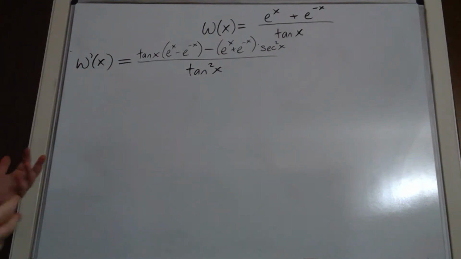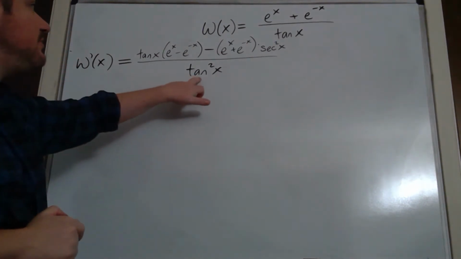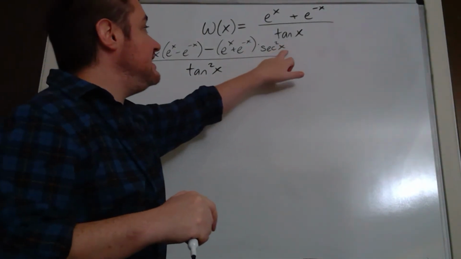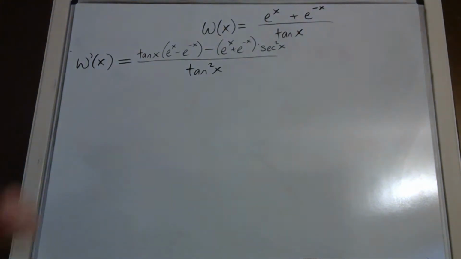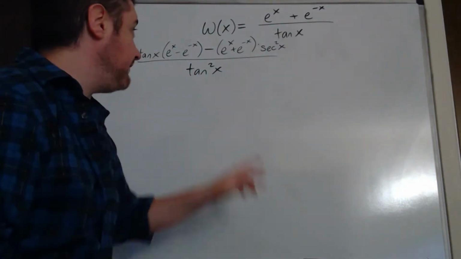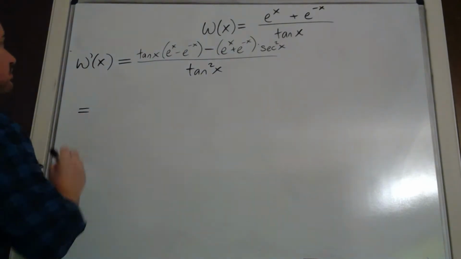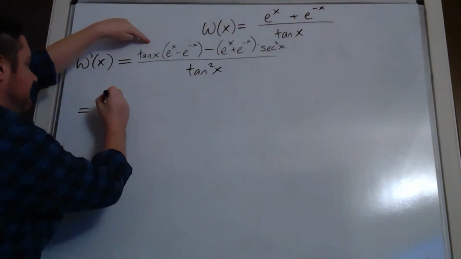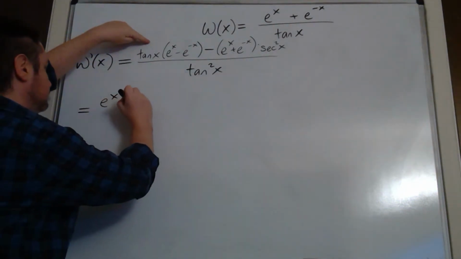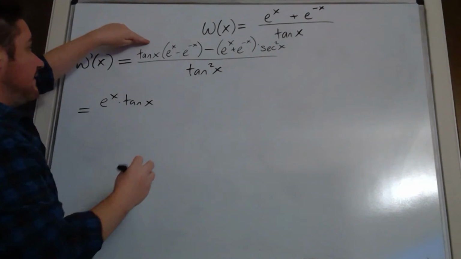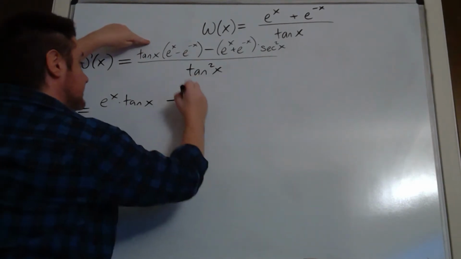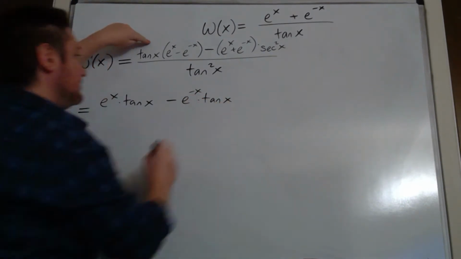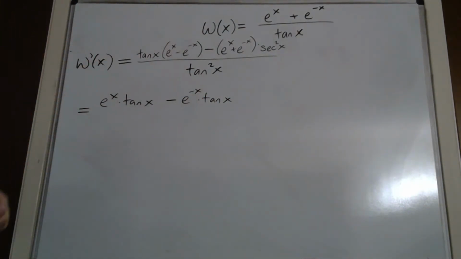What could I do? I might start distributing stuff. Tangent we know is sine over cosine. Secant is 1 over cosine. So could that help us at all? First, let me distribute everything, get rid of all the parentheses. So here I'm going to pull my e functions up front. So I've got e to the x times tangent of x. Then I've got, let's say, minus e to the negative x times tangent of x. Okay, so that's distributing the tangent to both of those things.